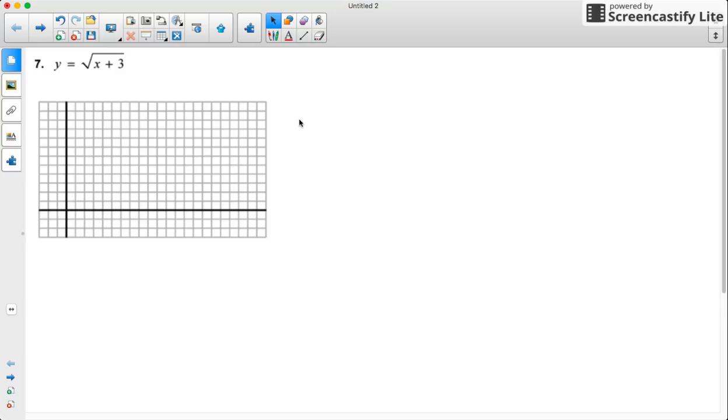Hey everyone, for this problem here we want to graph this square root function. We have y equals the square root of x plus 3. And in order to graph this, we're going to have to do a little bit of strategic picking of our x values. We had talked about in class picking good numbers, we called them, for our x values.